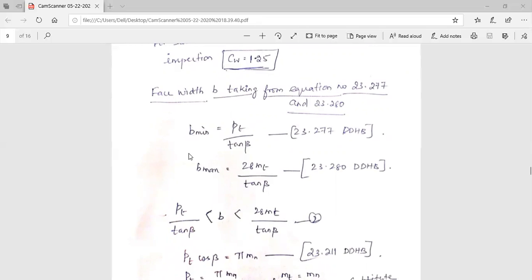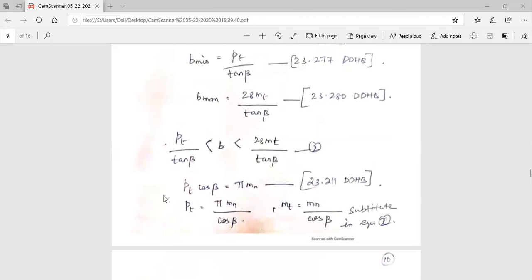So the phase width b is greater than Pt divided by tan beta and lesser than 2π mt divided by tan beta. Now we need Pt and mt, the transverse circular pitch and transverse module. The formula is given in the data handbook: Pt cos beta is equal to π mn, in equation number 23.211.